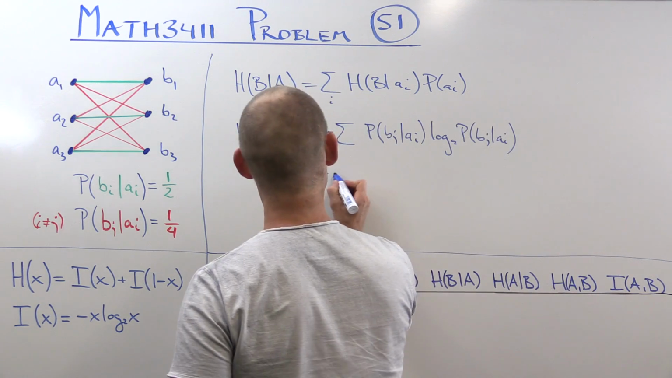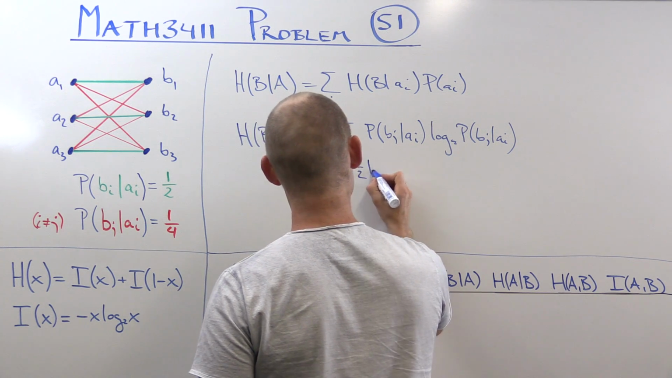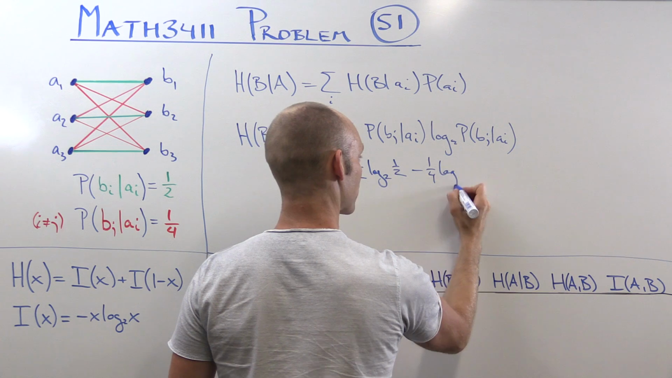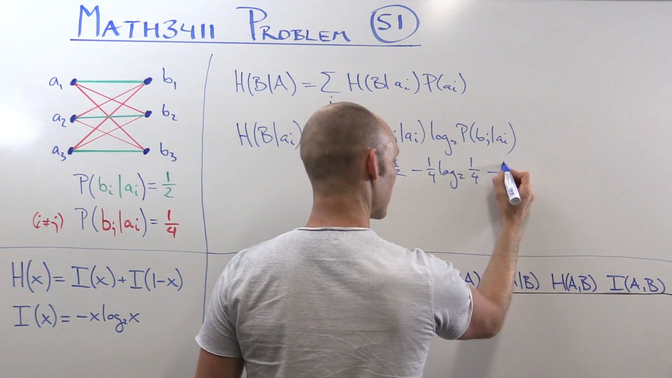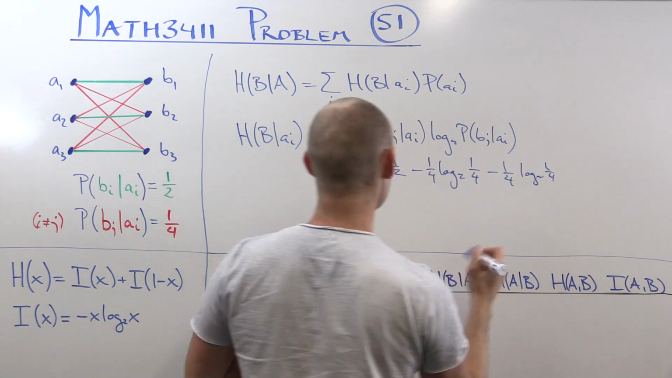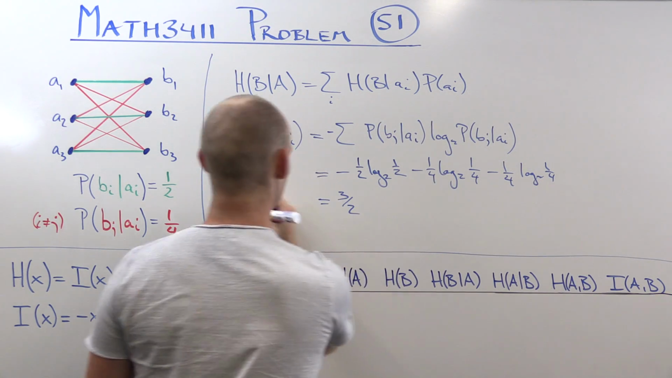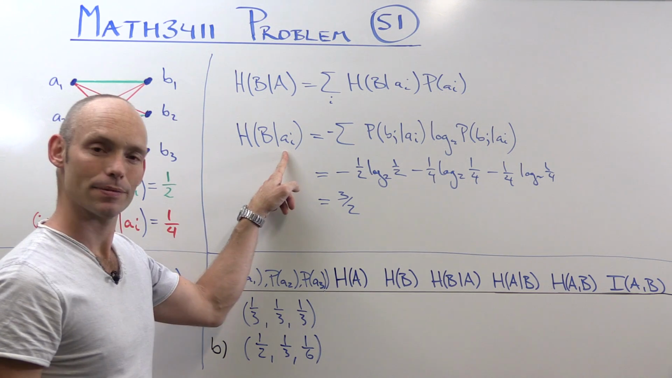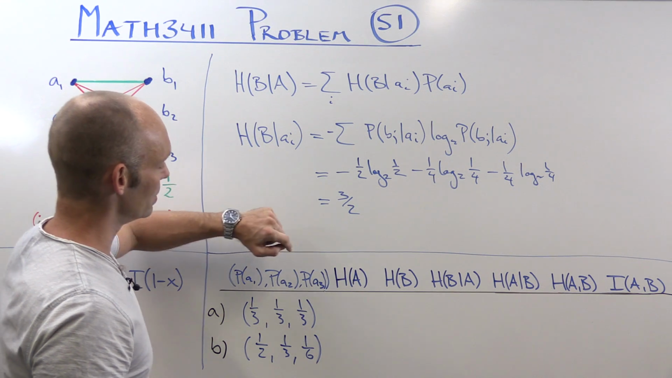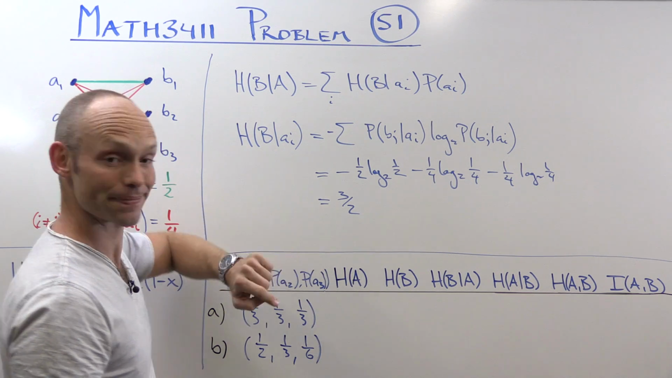So we'll have that this is equal to minus a half times log a half, minus a quarter log a quarter, and then another minus a quarter log a quarter, and that's a half, a half, a half. That's equal to 3 halves. So regardless of which symbol was sent, which of these Ai's was sent, the entropy of B, given that that symbol was sent, is just 1.5.